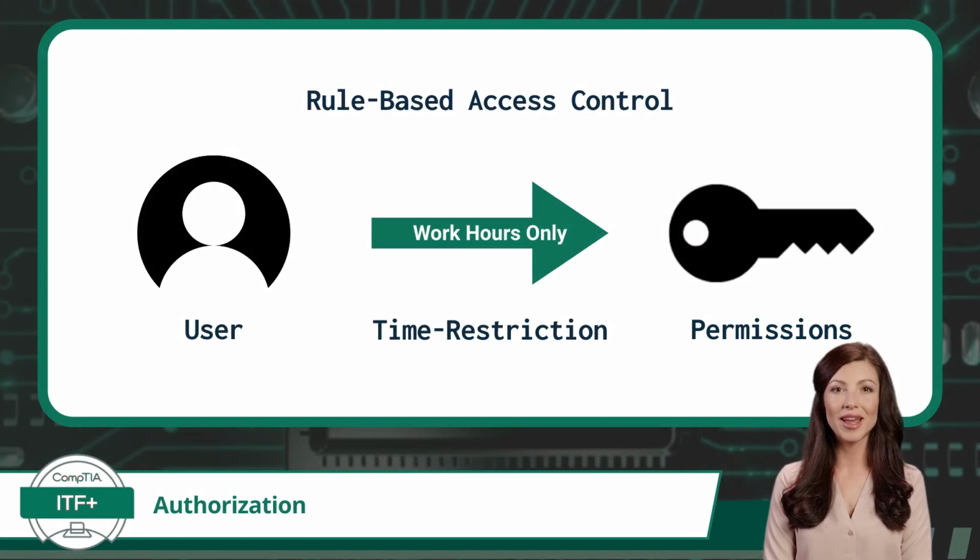Next we have rule-based access control. Here, access is granted or denied based on a set of rules or policies. For instance, a system might be set up to only allow access to a financial application during regular business hours. This would be a time-based rule. Or perhaps access to sensitive data might be restricted to devices within the company's physical premises. This would be a location-based rule.